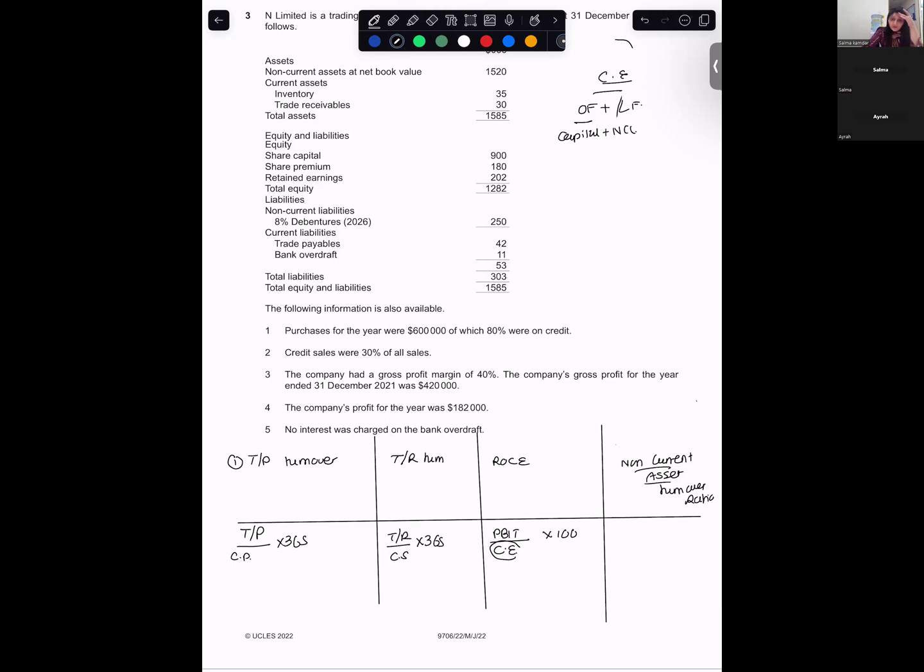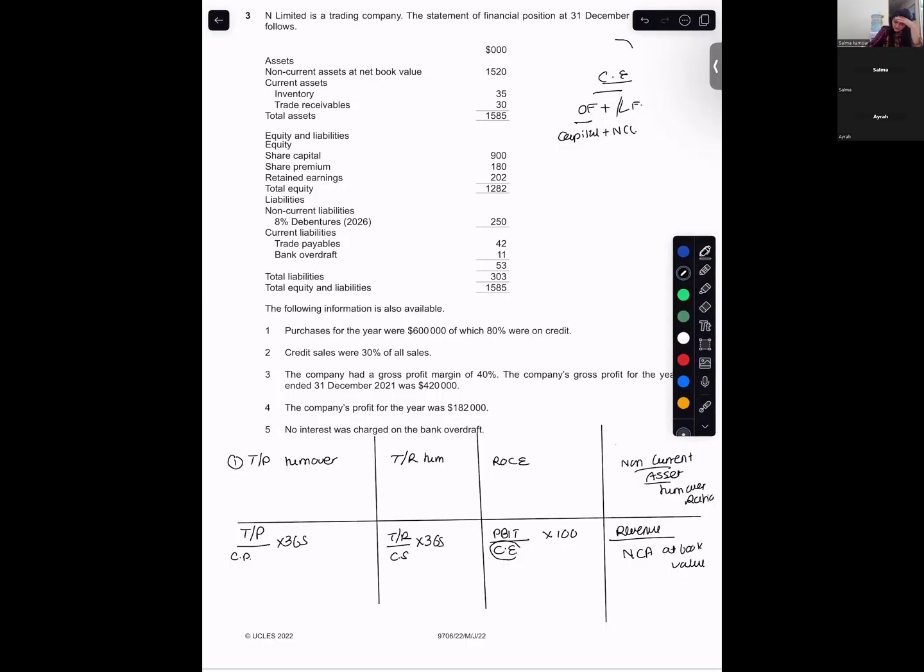Formula for non-current asset turnover ratio? Revenue upon non-current asset value. What does it show you? It shows how efficiently you use your non-current assets to generate revenue. Okay, now let's move on.